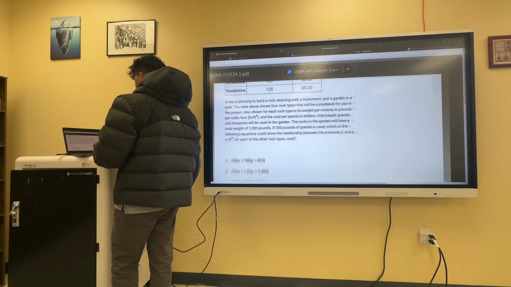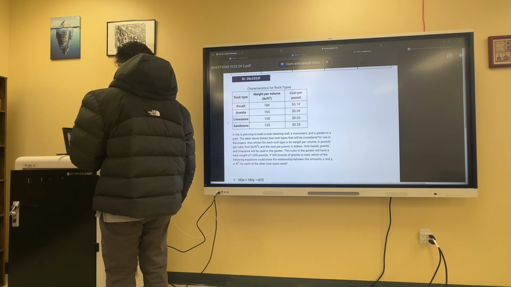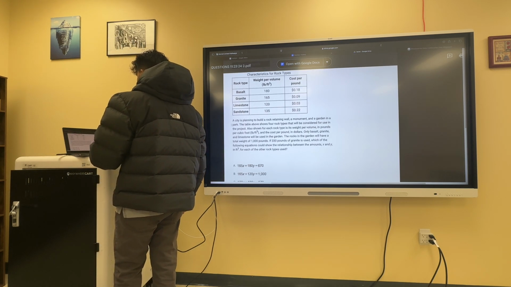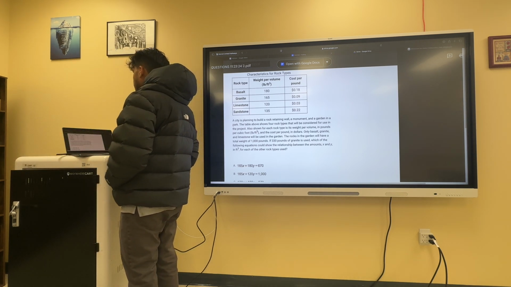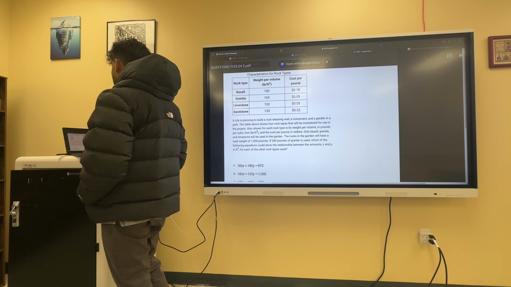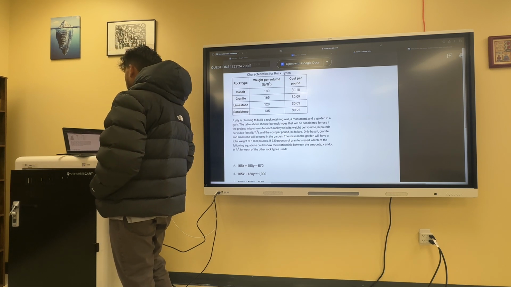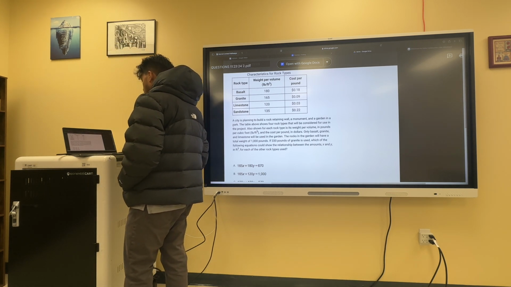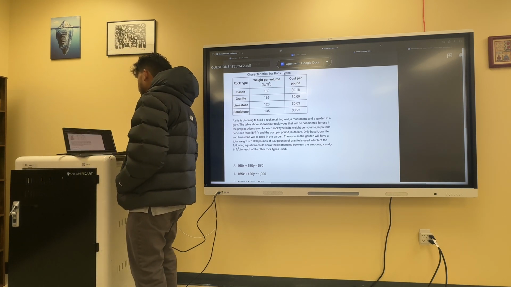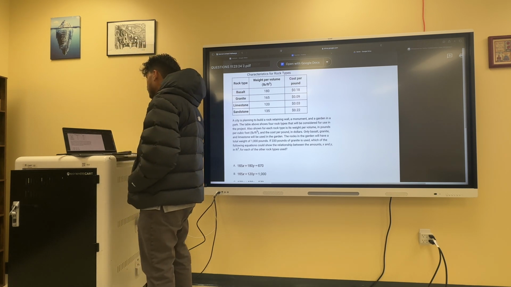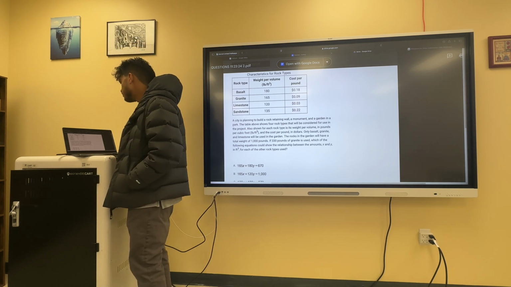Okay. This looks really long. A city is planning to build a rock-retaining wall, a monument, and a garden. The table shows the 4 rock types that will be considered for use in the project. Also shown for each rock type is its weight per volume in pounds per cubic foot, and the cost per pound in dollars. Only basalt, granite, and limestone will be used in the garden. Rocks in the garden will have a total weight of 1,000 pounds. If 330 pounds of granite is used, the following equations can show the relationship between the mass of X and Y and V cubed for each of the other rock types used. Okay. This is a long question, so I guess the best thing to do is just break it down.